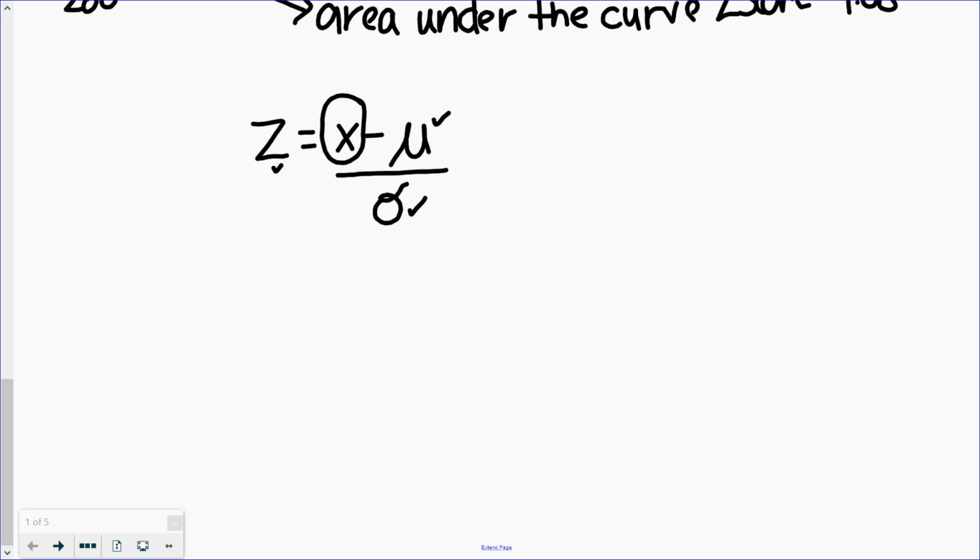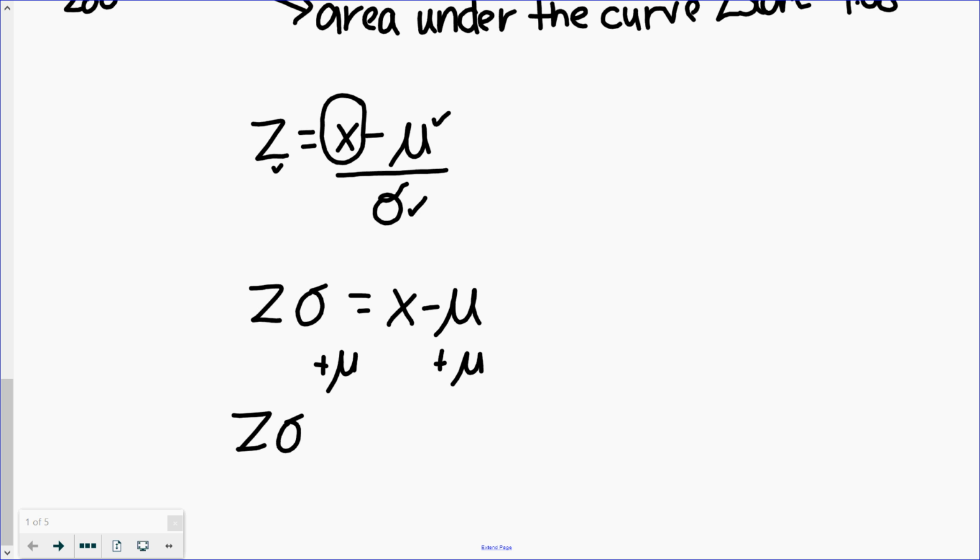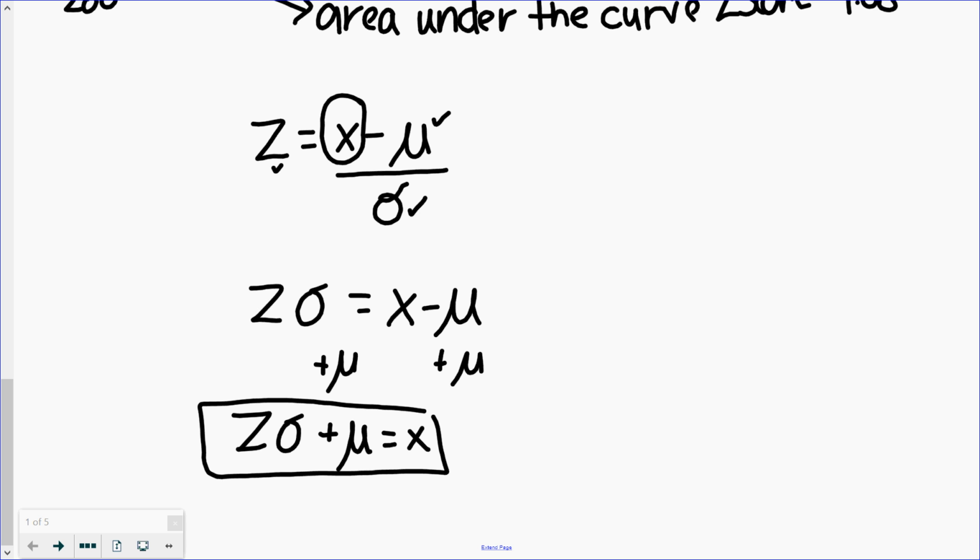To rearrange that formula, I need to multiply both sides by the standard deviation. And then to get x by itself, I need to add the mean to both sides. So now I have z multiplied by the standard deviation plus the mean is equal to x. So this is the formula that we can use. Make sure you know how to rearrange for any of those things within the formula.